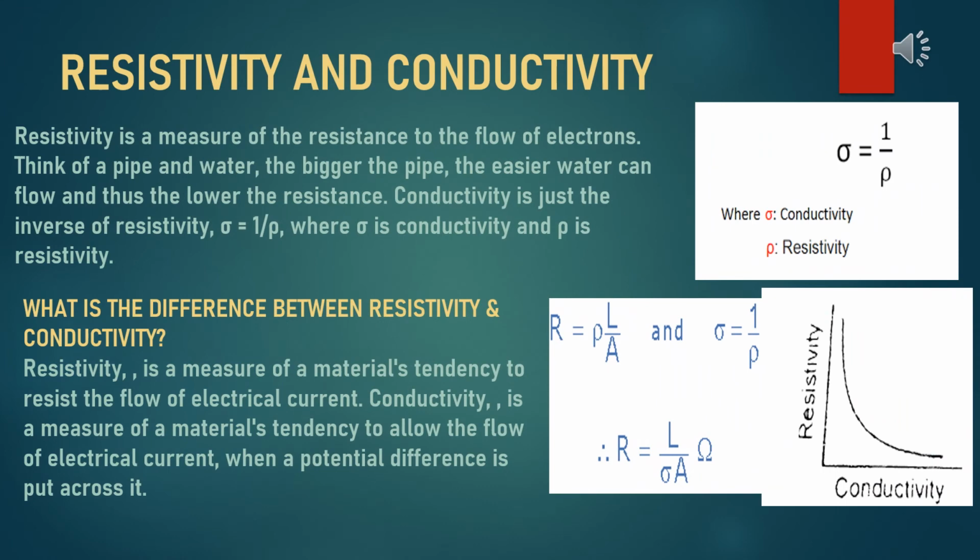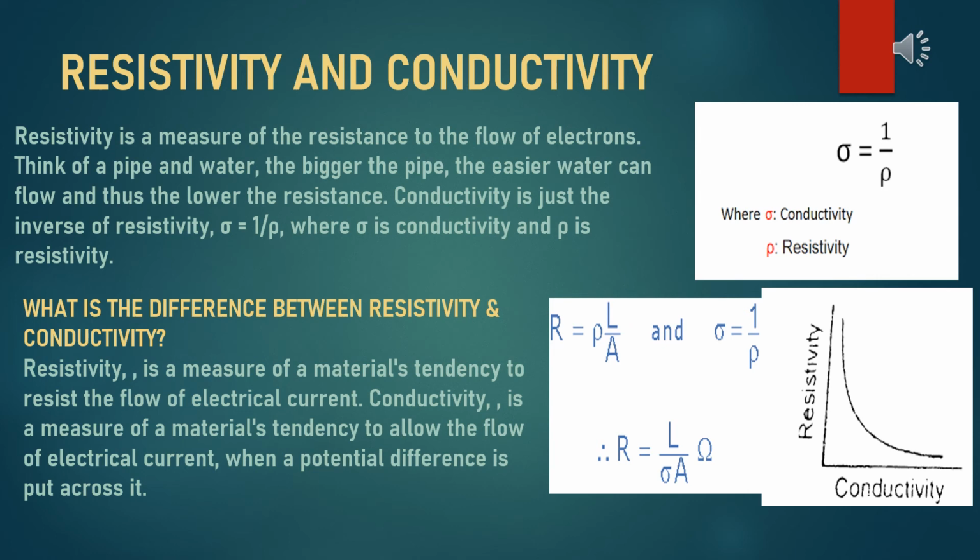Now, resistivity and conductivity. Resistivity is a measure of the resistance to the flow of electrons. Think of a pipe and water. The bigger the pipe, the easier water can flow, and thus the lower the resistance. Conductivity is just the inverse of resistivity. That is, sigma is equal to 1 by rho. This sign is called sigma, S-I-G-M-A, sigma, equal to 1 by rho.